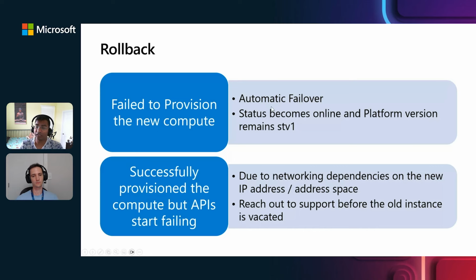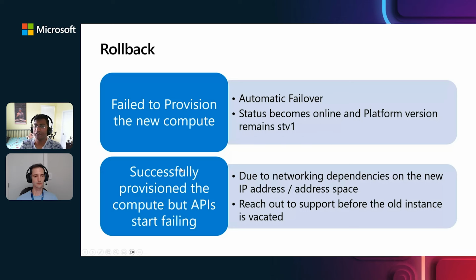You can see that through the status. The status becomes online, and if the platform version did not change to Stv2 and it's still Stv1, then it means that an automatic failover happened because it couldn't provision the compute. You can either retry it, or you can reach out to support to understand the exact reason for the failure, fix it, and attempt the migration again.